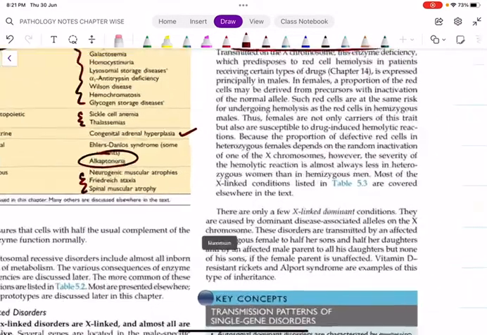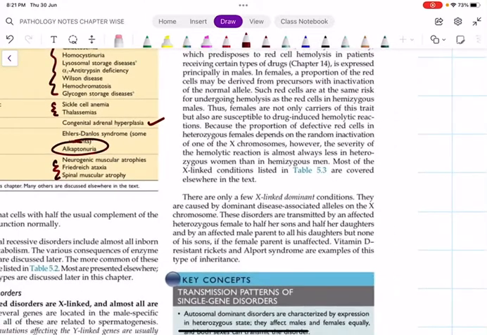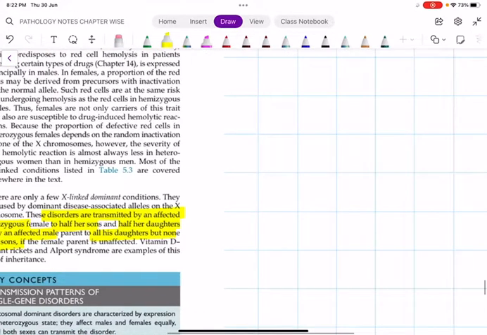Then X-linked dominant. That means in X-linked dominant conditions, they are transmitted by an affected heterozygous female to half her sons and half her daughters, and by an affected male parent to all his daughters but none of his sons. Simple. In X-linked dominant, if a female is affected, half the sons and half the daughters will be affected. At the same time, if a male is affected, all his daughters will be affected, but sons won't be affected. Simple. I am writing it here once again.